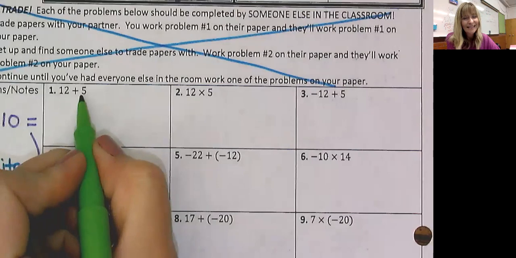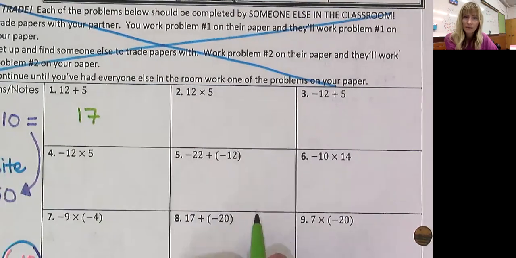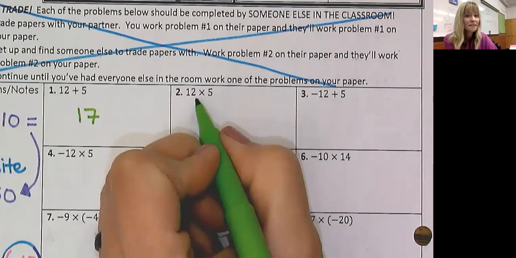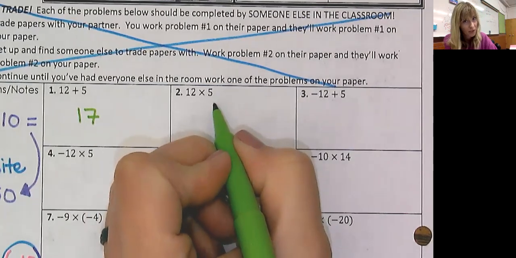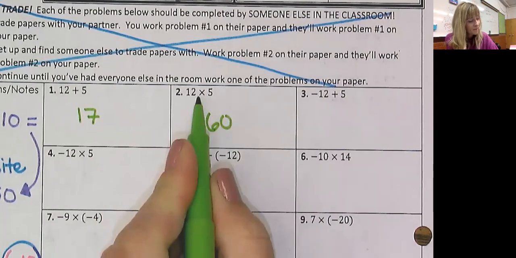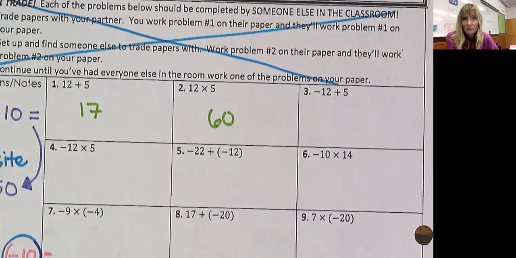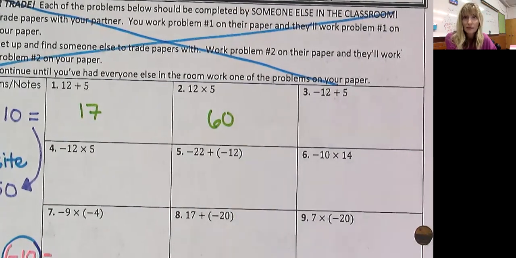12 plus 5 is addition. Same signs add, keep the common sign. 12 times 5 is multiplication. Multiply, same signs, positive product. That's it. They're both positive. The answer is positive.